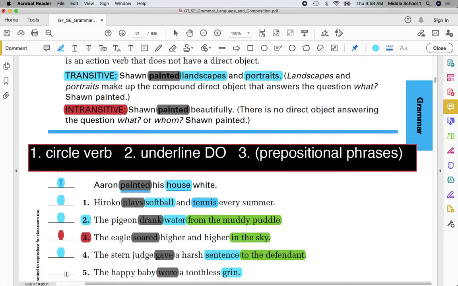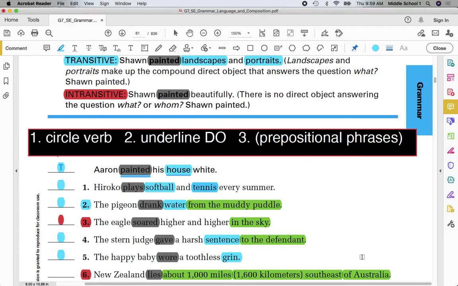5. The happy baby wore a toothless grin. No prepositional phrase. Verb, wore. Wore what? Grin. Transitive.